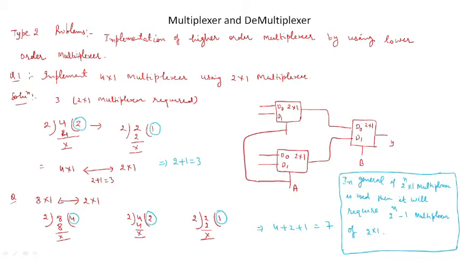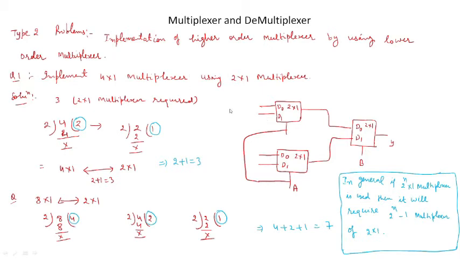Now there are type 2 problems. In these types of problems, we have to implement a higher order multiplexer by using a lower order multiplexer. So here you can see that we have to implement a 4 by 1 multiplexer by using 2 by 1 multiplexers. This is a 2 by 1 multiplexer. This is a 2 by 1 multiplexer. This is the select line, so it will be common to these two multiplexers which are of 2 by 1 order, and then it is the other line.